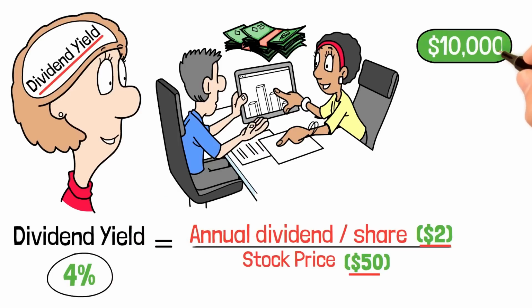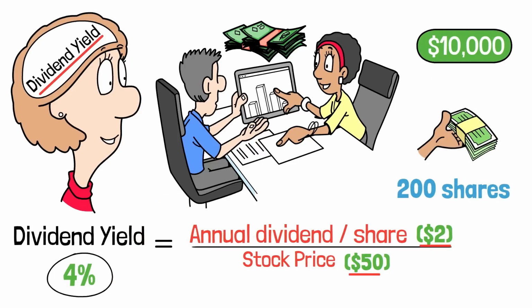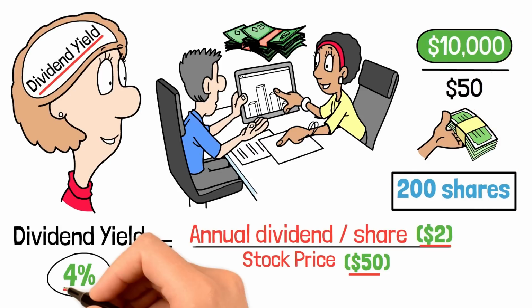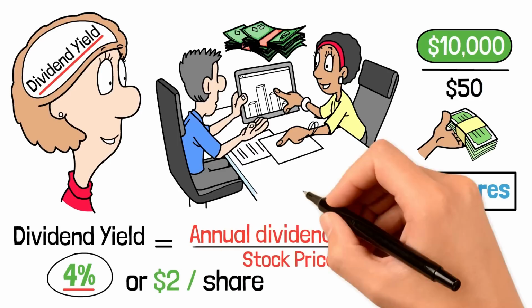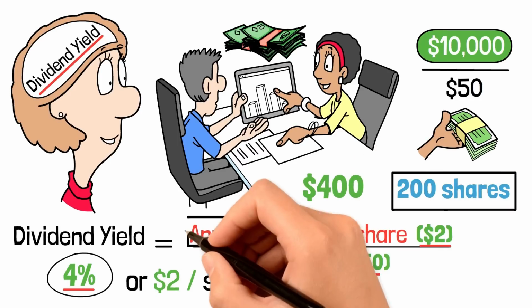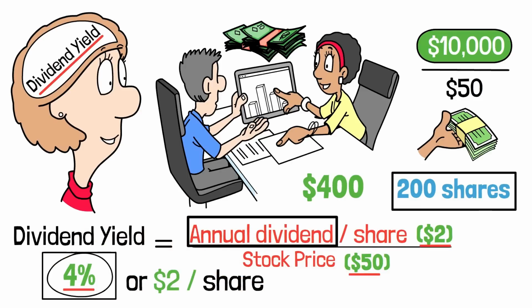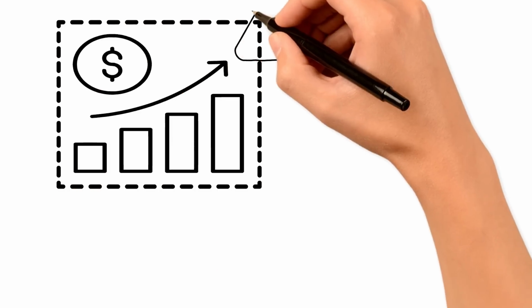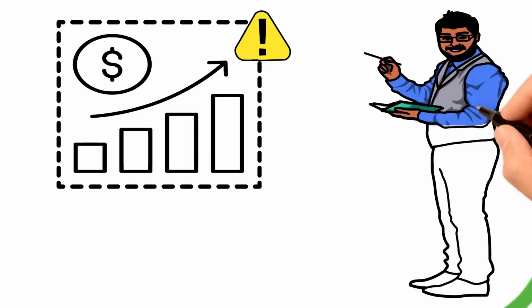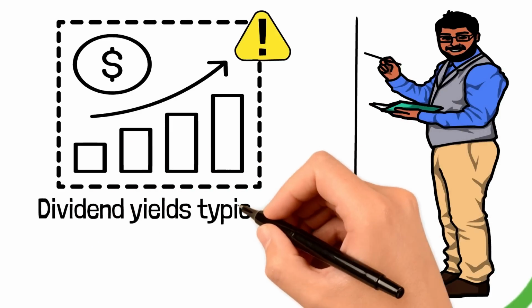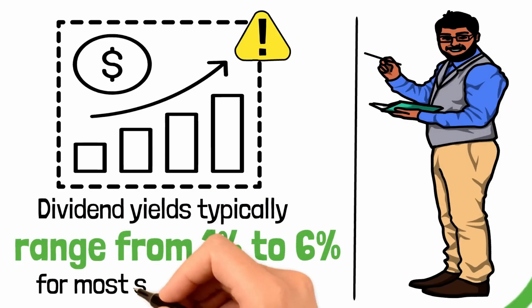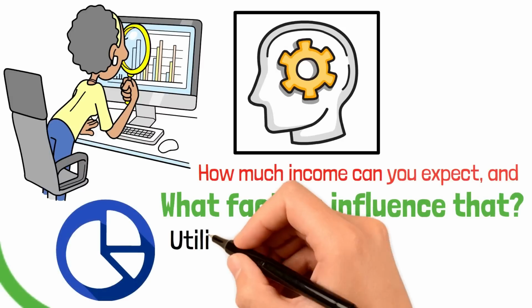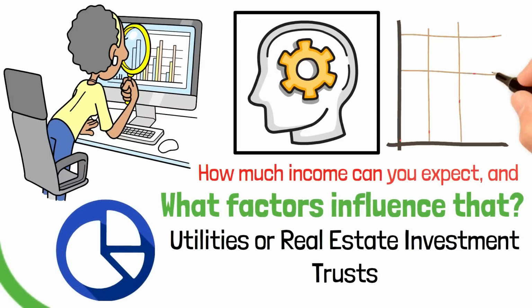With $10,000, you could buy 200 shares of that stock. $10,000 divided by $50 would give you 200 shares. And with a 4% dividend yield, or $2 per share, you would earn $400 in annual dividends. That's a 4% return on your investment, just from dividends. The higher the yield, the more income you can generate per dollar invested, but high yields can sometimes signal risk, which we'll discuss later. For now, know that dividend yields typically range from 1% to 6% for most stable companies, with some sectors like utilities or real estate investment trusts offering higher yields.